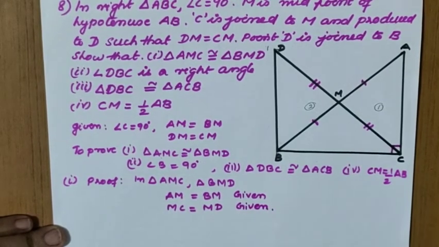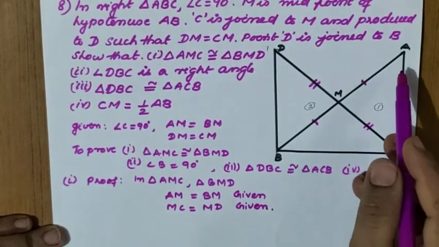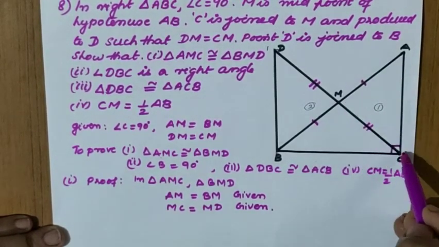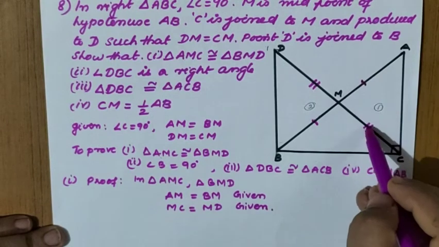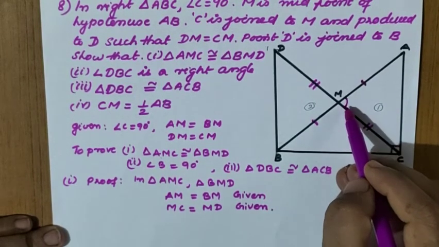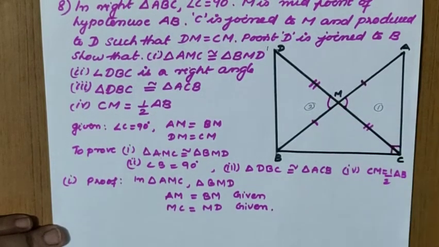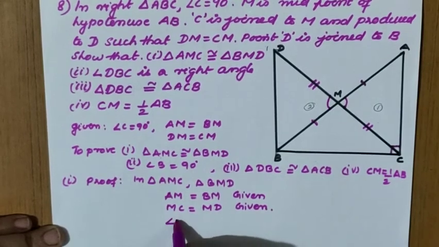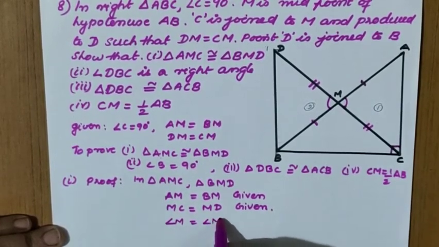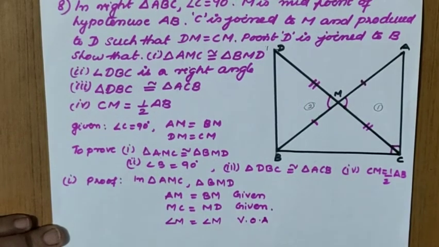Okay, what is the third criterion? For the third criterion, we should check what the possibilities are. See, AMC is the triangle. Already the first side and the second equal side are marked, so they meet at angle M. So angle M equals this angle also. What is the reason for this? That is vertically opposite angles. So I can write here angle M equals angle M, vertically opposite angles.